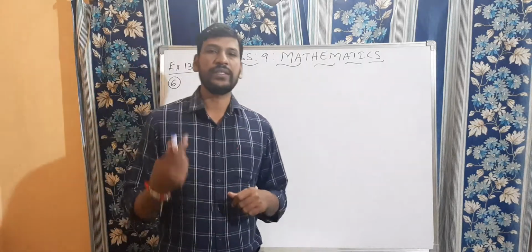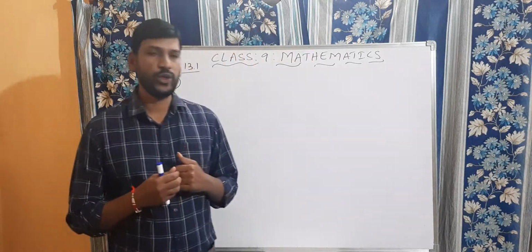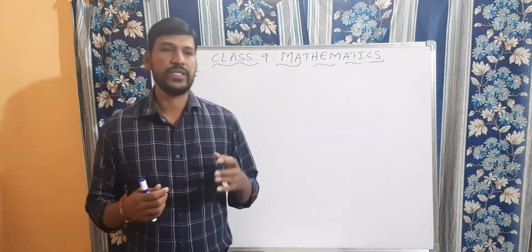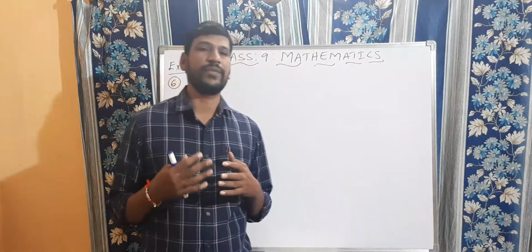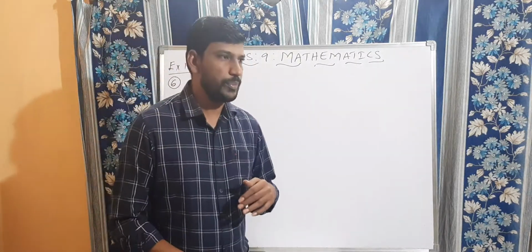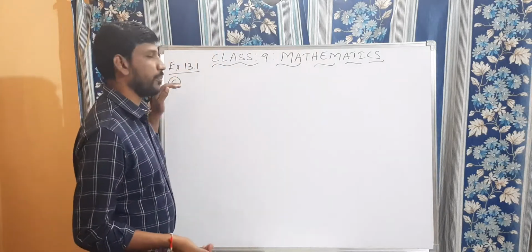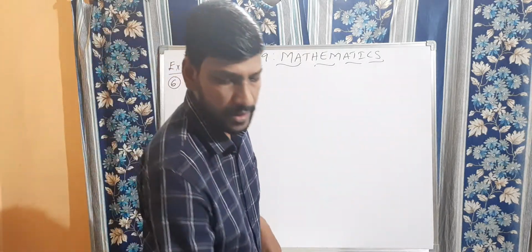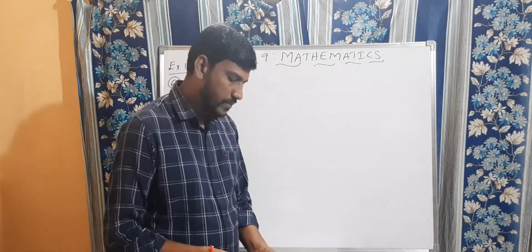In the previous session we discussed the surface area and lateral surface area of a cuboid and a cube. Clear? And we discussed some problems also. So let us continue the process in Exercise 13.1, question number 6. I am going to read the question here.